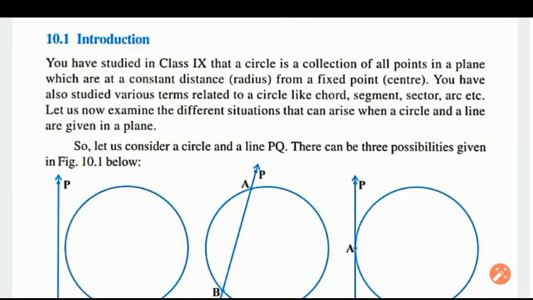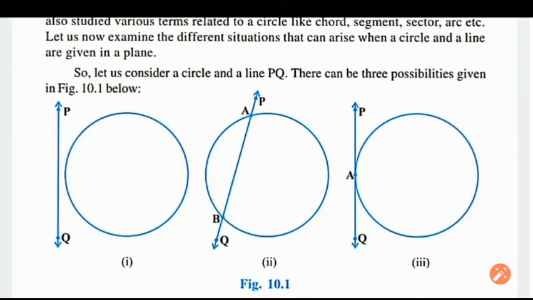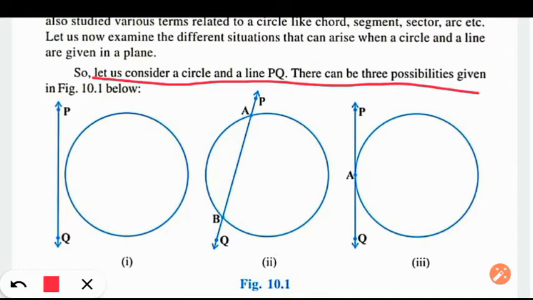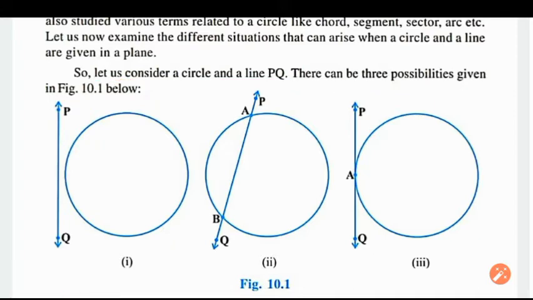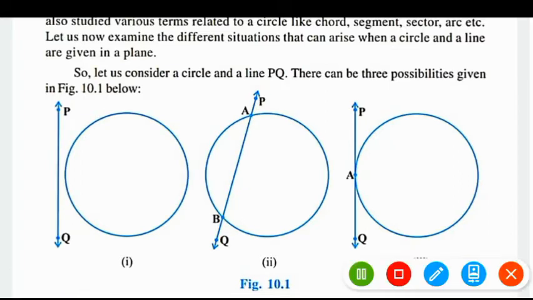Okay, so see, here we have three figures: figure 1, figure 2, figure 3. And what are they indicating? Let us consider a circle and the line PQ. Here we have one circle and the line PQ. So there can be three possibilities given in the figure below. And what are the possibilities? That this line may lie outside the circle, that line PQ may cut the circle in two distinct points, and that line PQ may touch the circle at the point A.